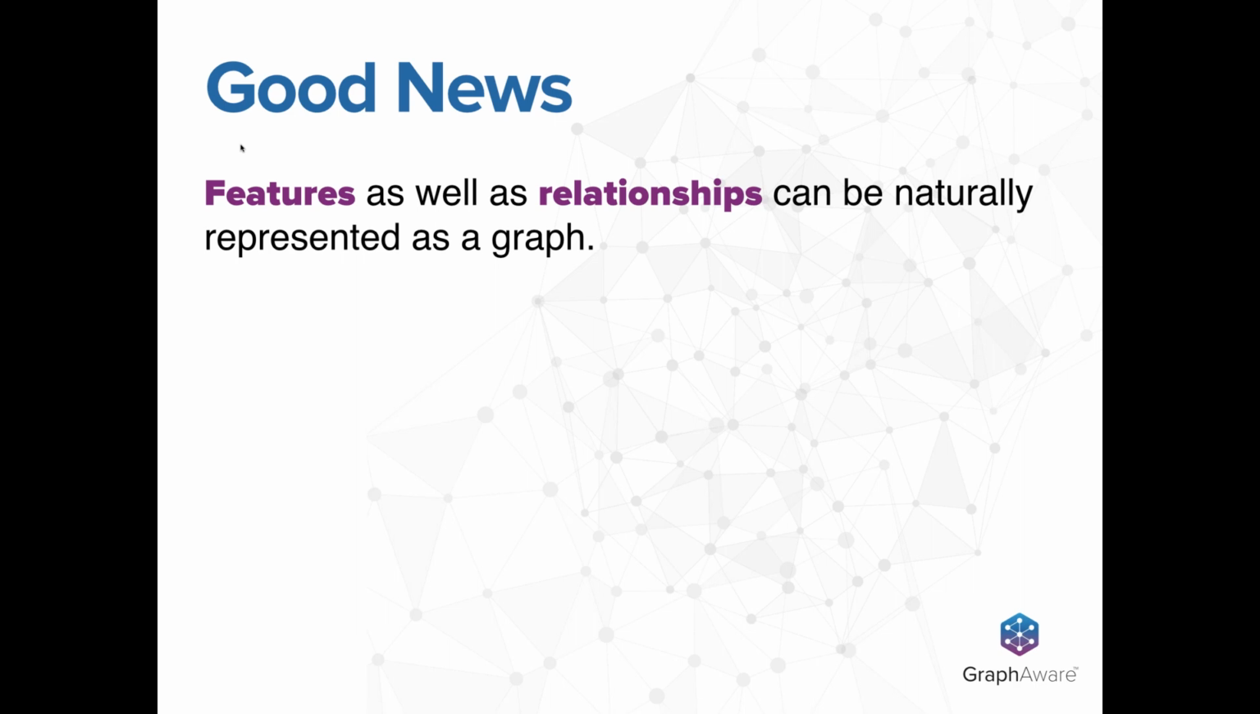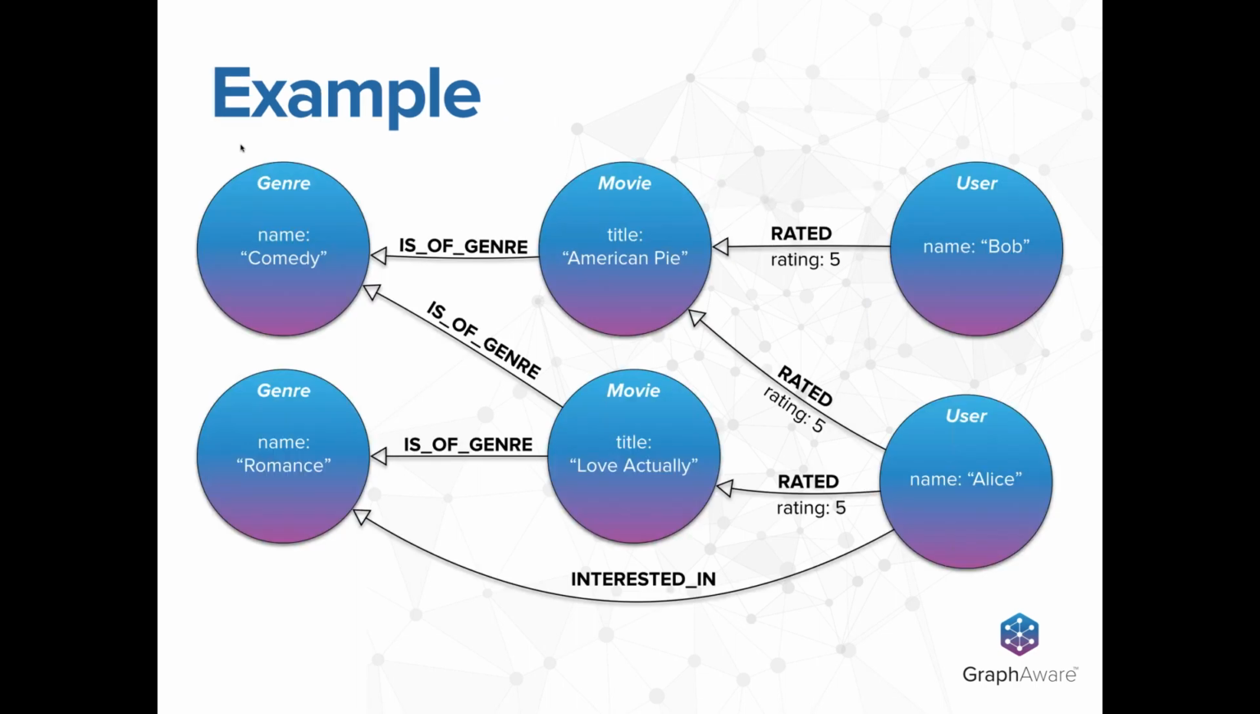The good news is that these features, as well as the relationships between users and items, can be quite naturally represented as graphs. To give a very simple example, here we have a simple graph with two users on the right, two movies in the middle, and some genres on the left. We'll see both categories here. The feature recommendation engine, we could build by representing in the graph what genres are assigned to those movies. That's the left part of the graph.